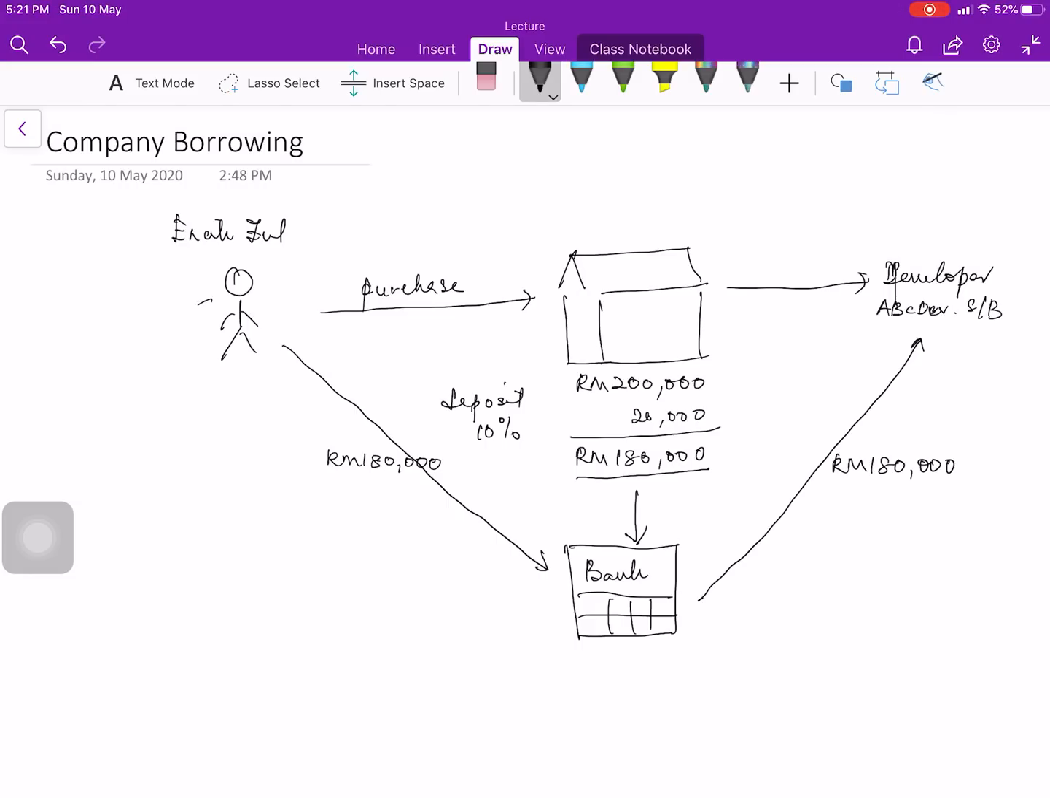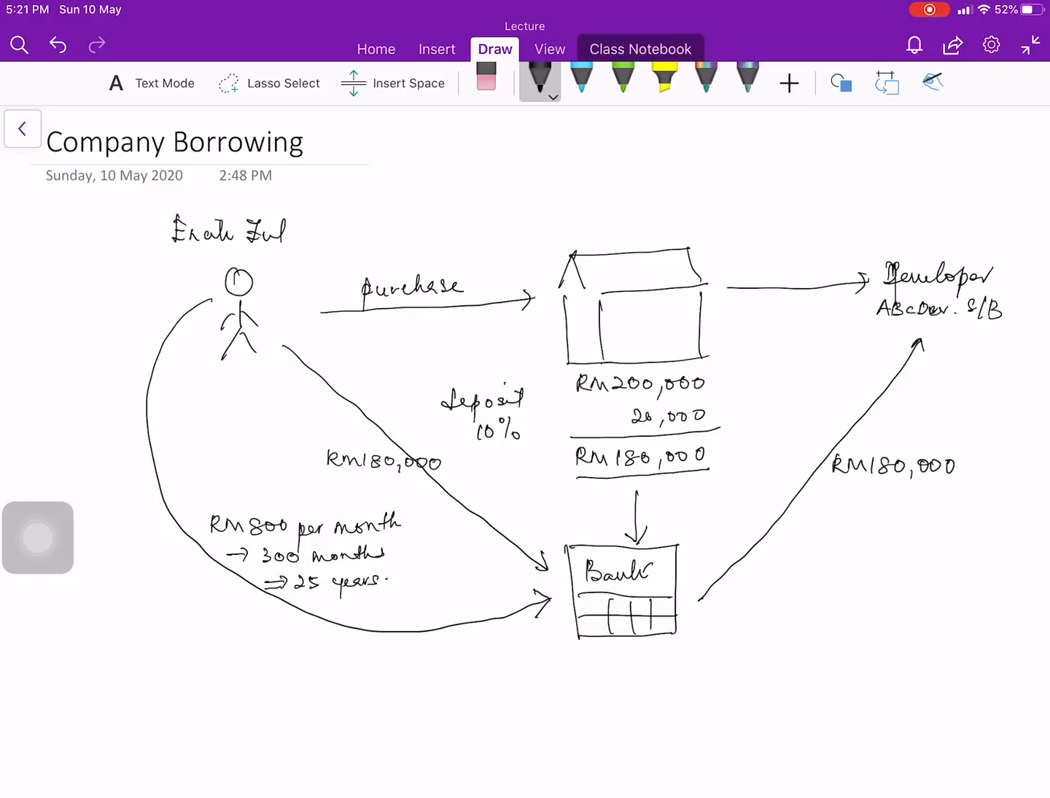In turn, Encik Zul will make a monthly payment of, let's say, around 800 per month, more or less, and he should make payment for about 300 months. If I'm not mistaken, that is equivalent to 25 years. Correct me if I'm wrong. These are all assumptions, so Encik Zul will pay 800 per month for the next 300 months, which is 25 years.